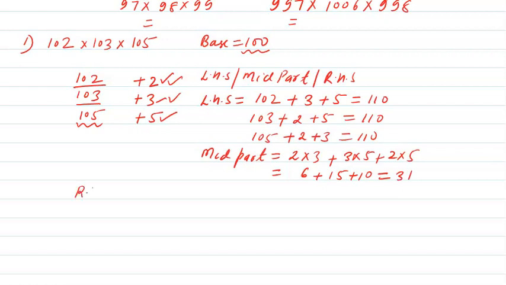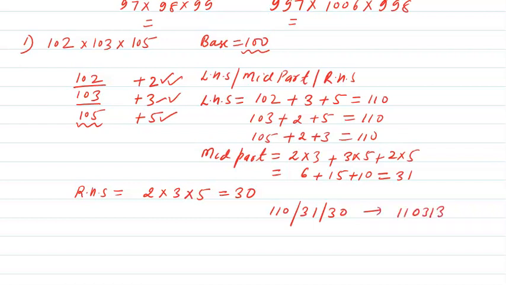Then we take the right hand side, and to get the right hand side we find the product of the surpluses, that is 2, 3 and 5. So what we get is equal to 30, right? So the answer should be written as left hand side part, that is equal to 110, then the middle part, that is equal to 31, and then the right hand side part, that is equal to 30. So it means the final answer is 110, 31 and 30.